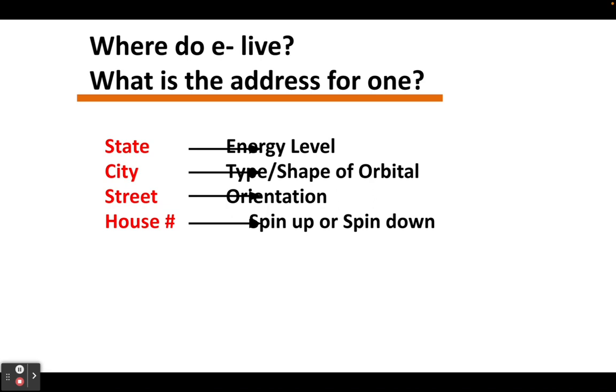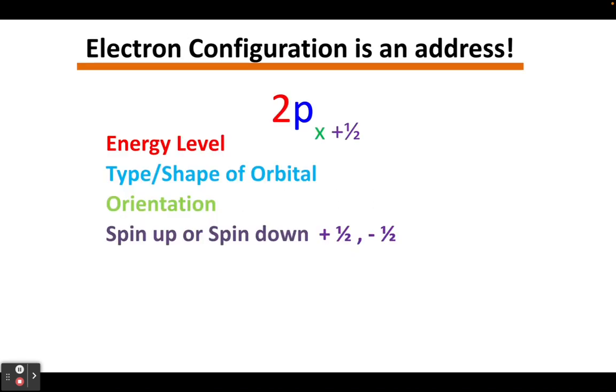When we're talking about the state, that would be the energy level. What energy level is the electron at? You can say the energy level, but then you can be more specific. The city might be the shape of the orbital, which is the sublevel. So we have an energy level, a sublevel, and then the street would be the orientation. How is it oriented in space? Is it along the x, the y, or the z axis? And then the house number would be the spin of your electron. Is the electron spin up or spin down? We can combine all of these to write an address for each electron. So in electron configuration, this is our address.